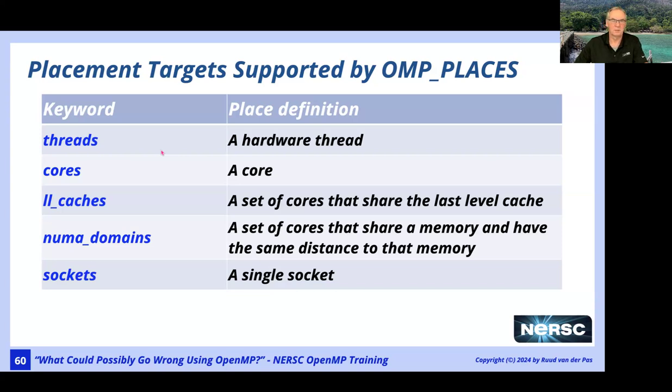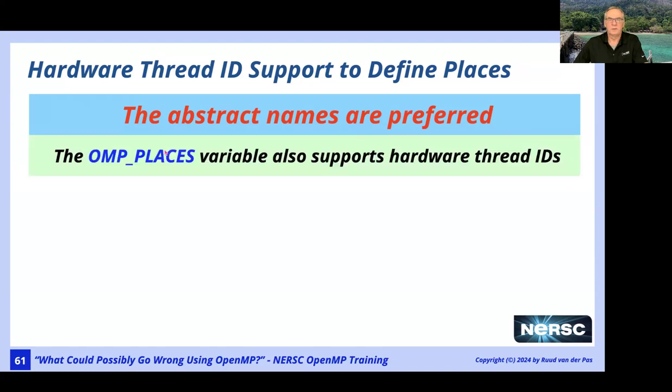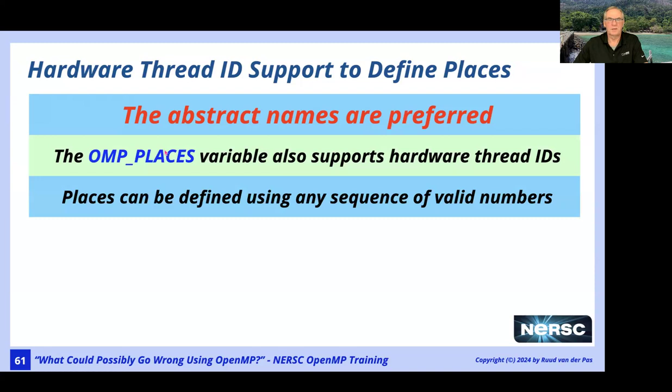I don't think that's particularly useful anymore, but it's still there, mainly for legacy reasons. So first of all, I'm going to talk about hardware thread IDs, but before I do that, I want to talk about abstract names, and they're definitely preferred and they are very powerful. So don't get me wrong. I just want to show you the hard side of things, knowing there's also often an easier way. So you can use those hardware thread IDs and have an example, but again, think about those abstract names first.